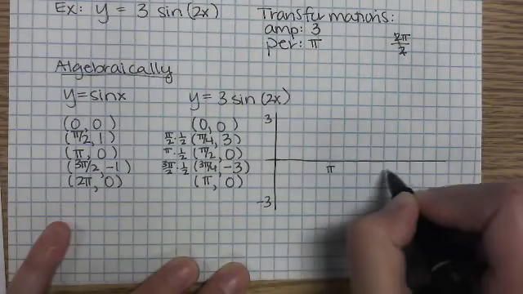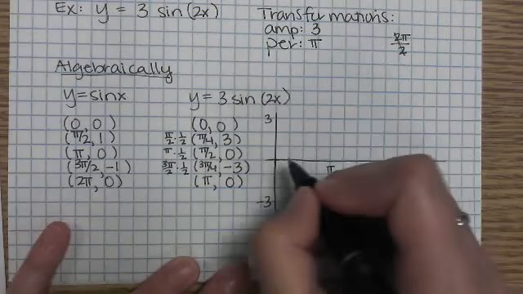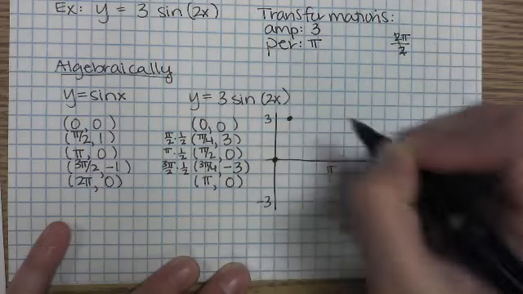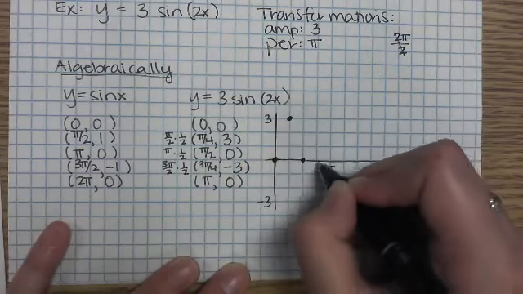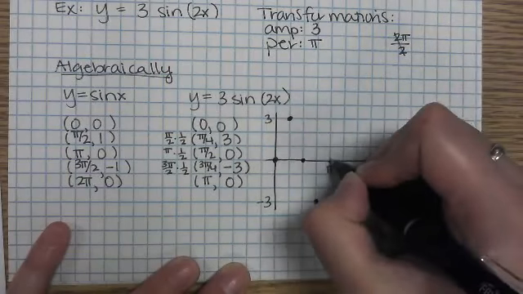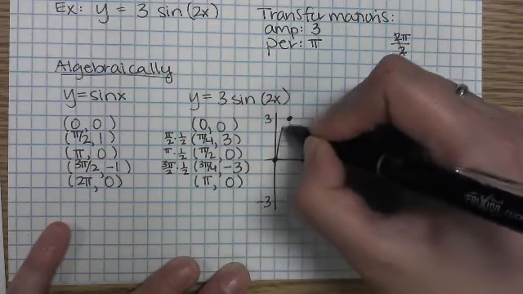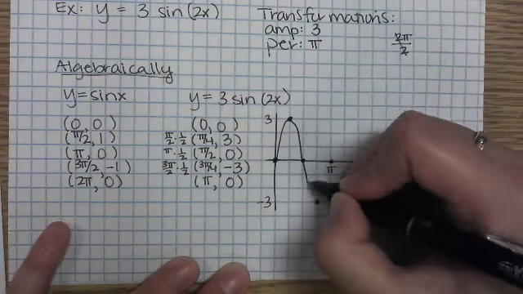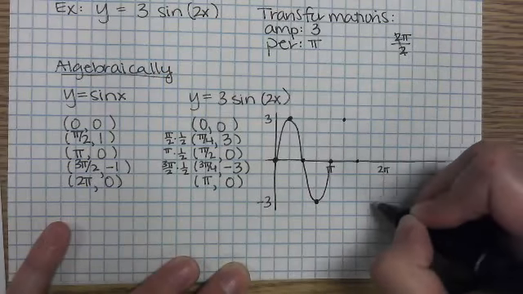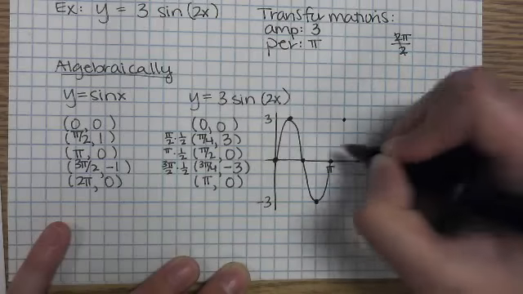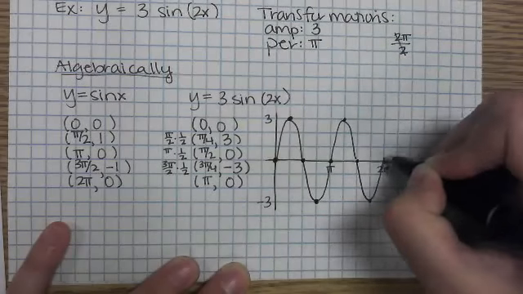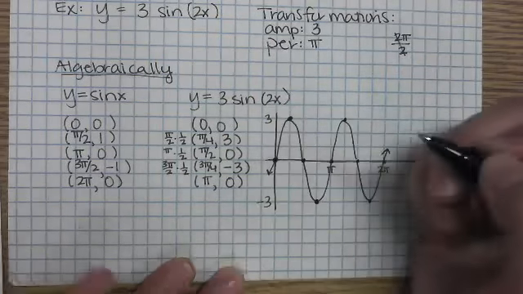1, 2, 3, 4, 2 pi, like that. All right, so we've got 0, 0, and then at pi fourths we've got 3, at pi halves we have 0, at 3 pi fourths we have -3, and then at pi we have 0. And I'm making sure that I have a nice smooth curve there. And then I'm going to go ahead and continue the pattern for a second cycle of the graph. And I make sure to draw arrows at the ends to show that this is going to continue on.